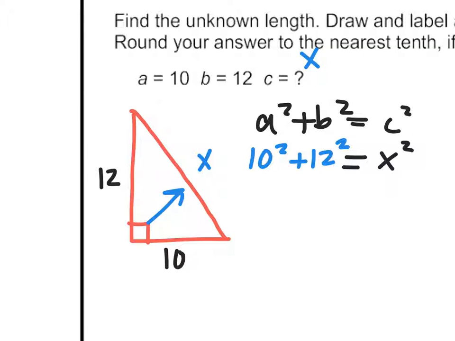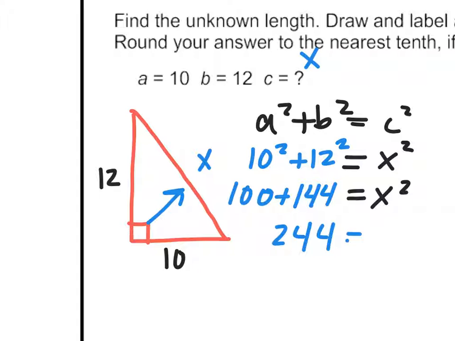10 squared is 10 times 10, which is what? 100. Write that down. And what's 12 squared? 144. Tyler has a question. That's also still equal to x squared. You need to simplify, add it up. 244 is equal to x squared.